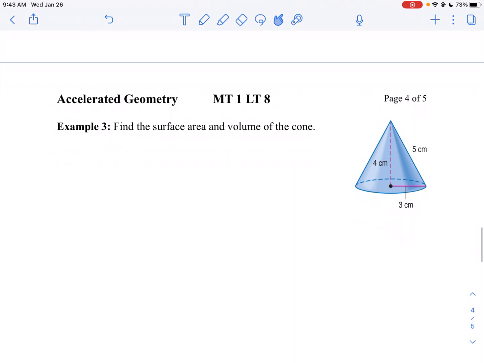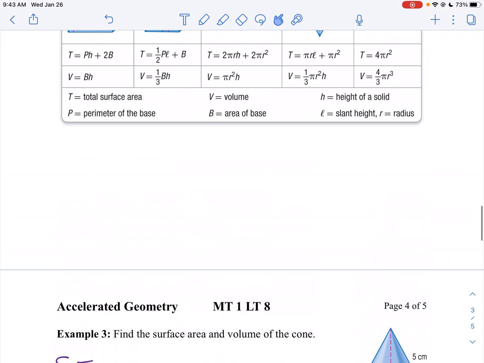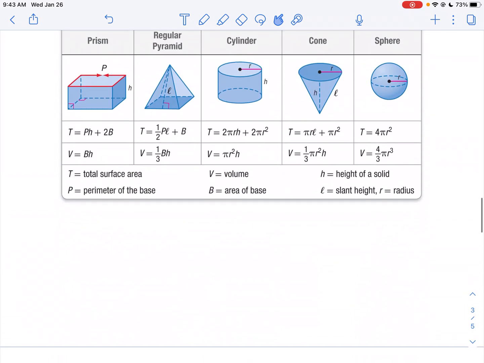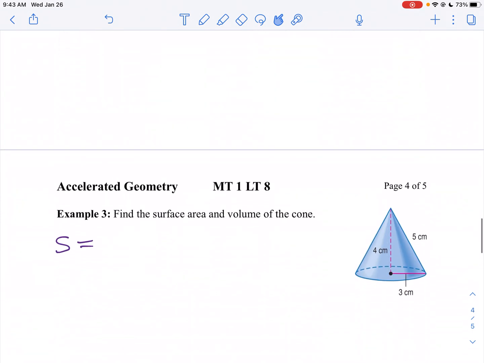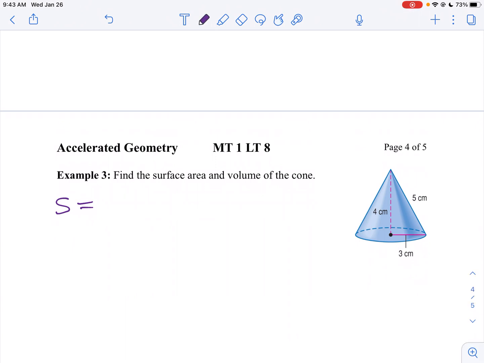So if we take a look at example 3, I want to find the surface area and the volume of the cone. So let's write this down. My surface area, if I look at my formula, the formula for the surface area of a cone is pi RL plus pi r squared. So I'm going to say pi RL plus pi r squared. Now let's fill that in.